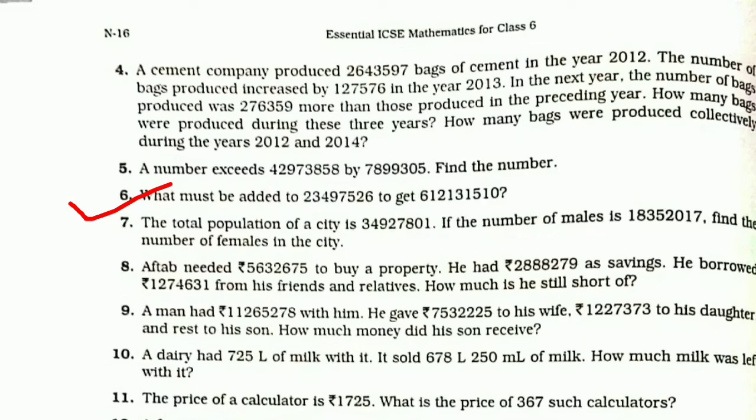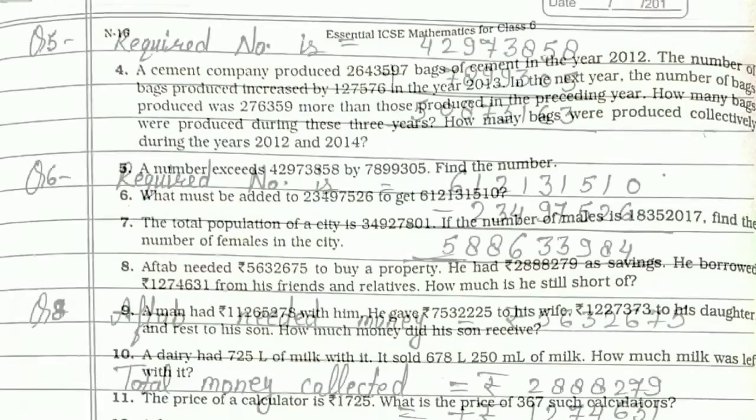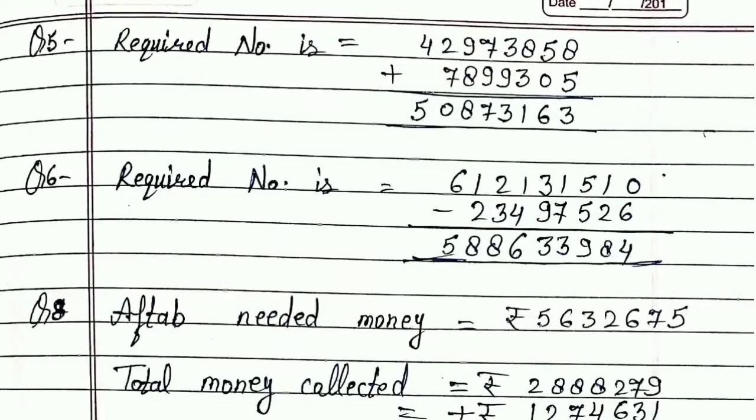Question number 6 is saying what must be added to 2,34,97,526 to get 61,21,31,510. For solving this, we subtract 2,34,97,526 from 61,21,31,510 and hence we will get this answer.